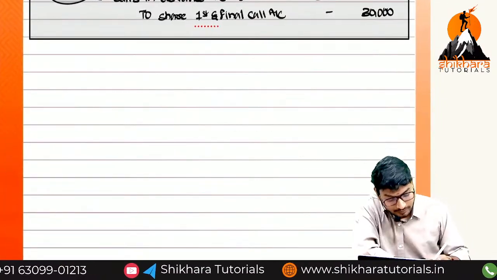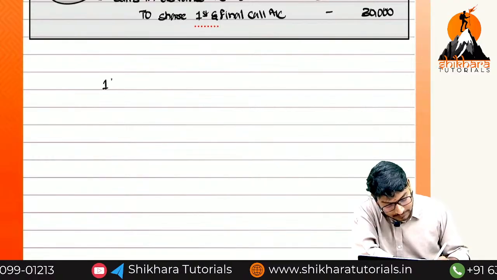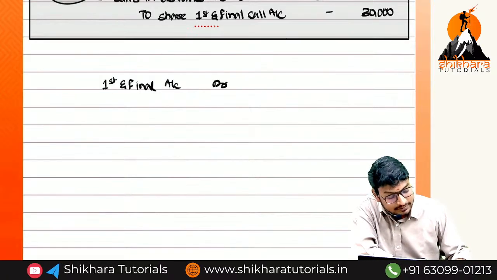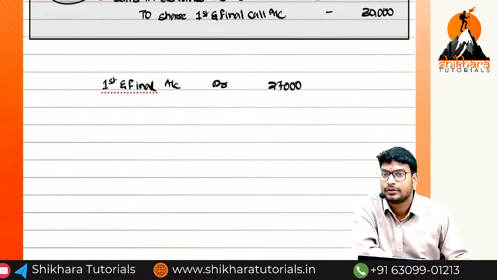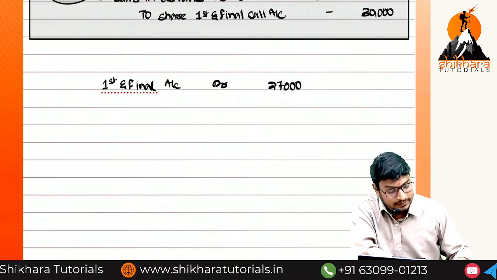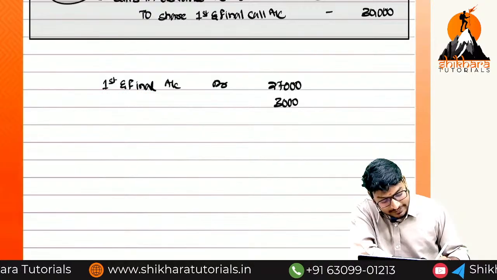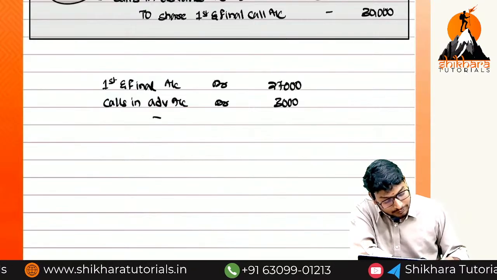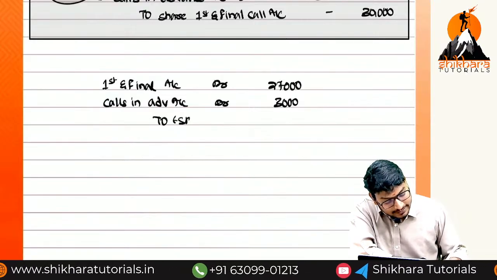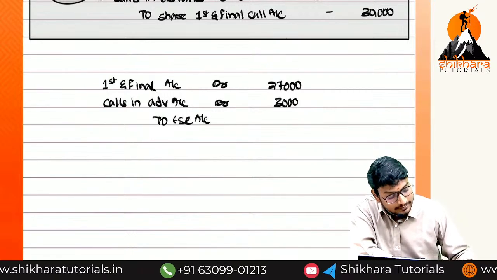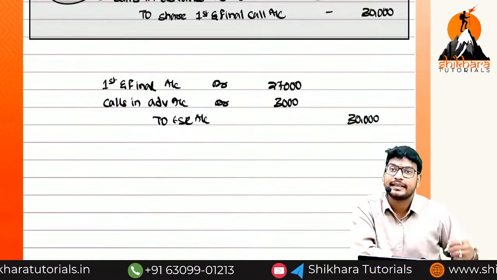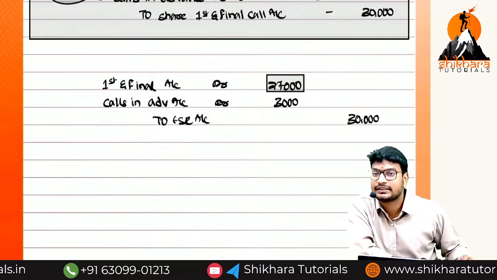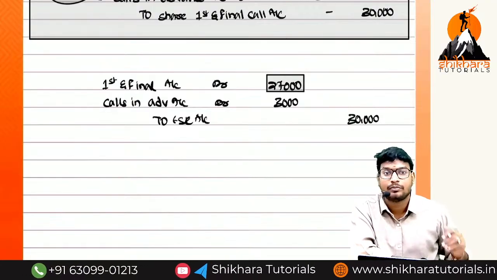Or what can we do? How much amount do we have to receive? First and final call account debit, how much? 27,000 only we need to receive, because already we have received 3,000. The 3,000 will be debited once again to calls in advance account, debit to equity share capital account 30,000 only. Are you getting the point? Now at the time of receipt, only 27,000 we have to write. Bank account debited to share first and final call account 27,000. Both the ways are right.